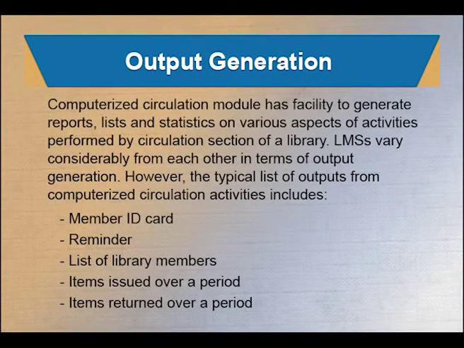Now, circulation is associated also with the generation of a lot of reports. It generates reports, lists and statistics on various aspects or activities. Say for example, sometimes the circulation module can be utilized to generate member photo ID cards, to generate reminder letters, to list all the library members by following a particular sort key like surname or borrower ID. Then items issued over a particular period, items returned over a period, all this information is sometimes required by the authority of the library, and your circulation module can readily generate that.